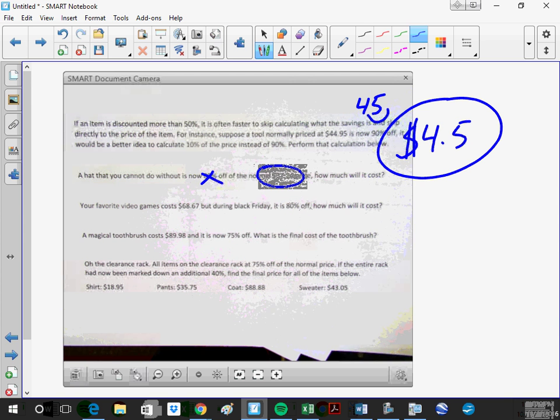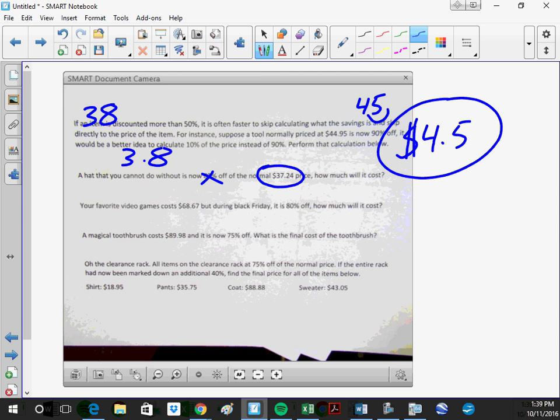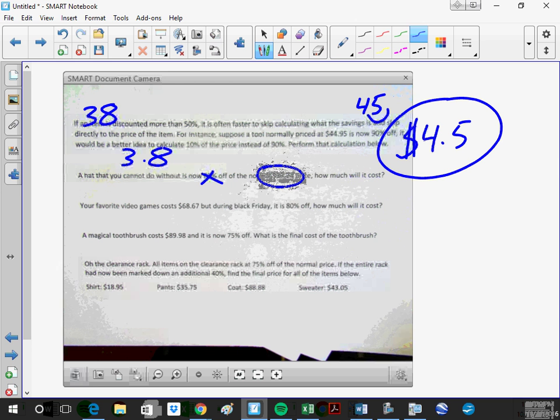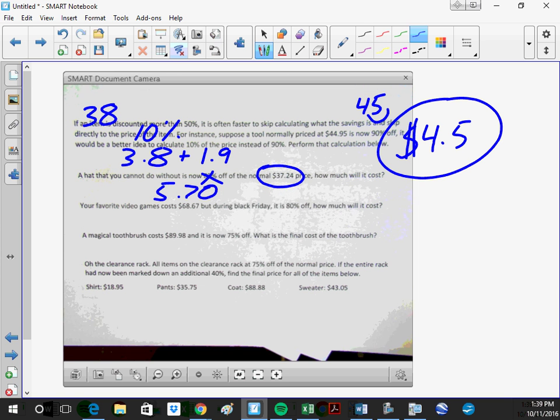Let's try 38. So 38 turned into a decimal is 3.8. What do I do to 3.8 to find the price? This represents 10%. How much more do I need? I need 5 more percent, which would be half of 3.8, which is $1.90. Add those together, $5.70 would be the sale price.